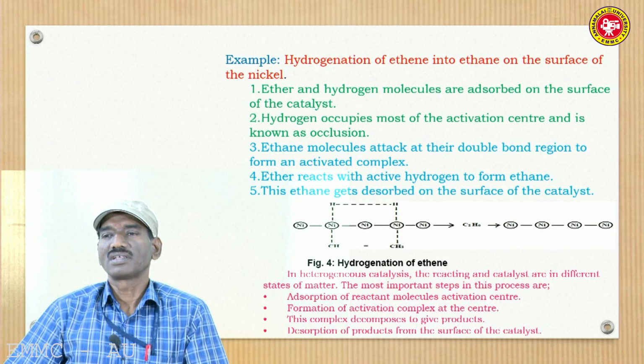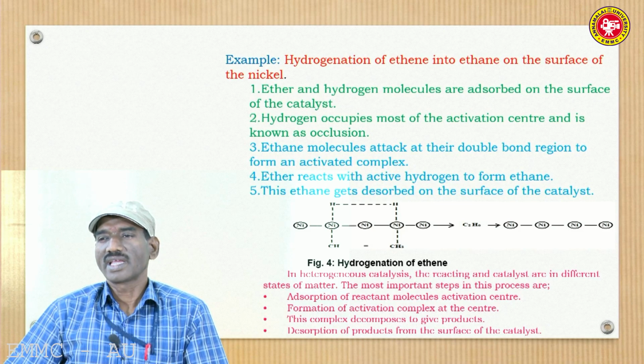That catalysis system I have mentioned in the diagram. So, this is the hydrogenation of ethene, with nickel as a catalyst, ethene and ethane on the surface of the nickel. In this case ethene and hydrogen molecules are adsorbed on the surface of the catalyst. So, in heterogeneous catalysis, the reactants and the catalyst are in different states of matter.